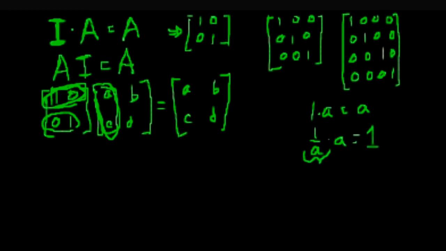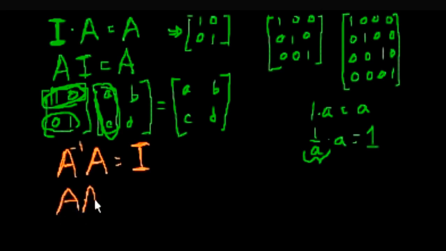Is there a matrix, and let me switch colors because I've used this green a little bit too much, where if I have the matrix A and I multiply it by this matrix, which I'll call the inverse of A, I am left with not the number 1, but the 1 equivalent in the matrix world, the identity matrix? And it would be extra nice if I could switch this multiplication around. So A times A inverse should also be equal to the identity matrix.